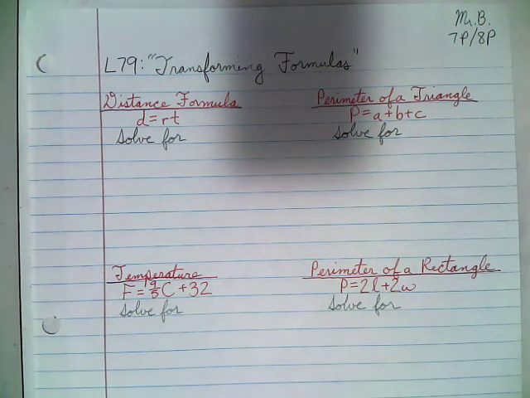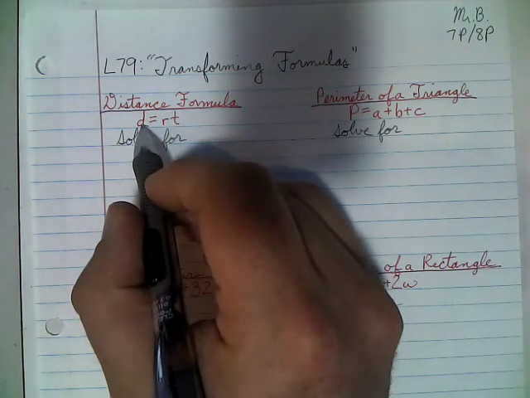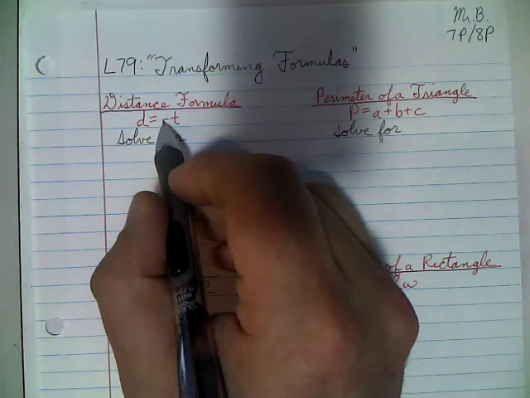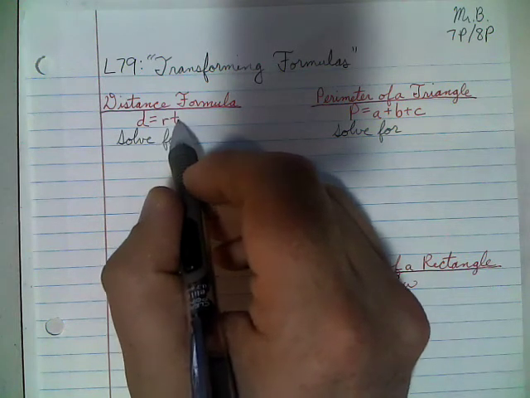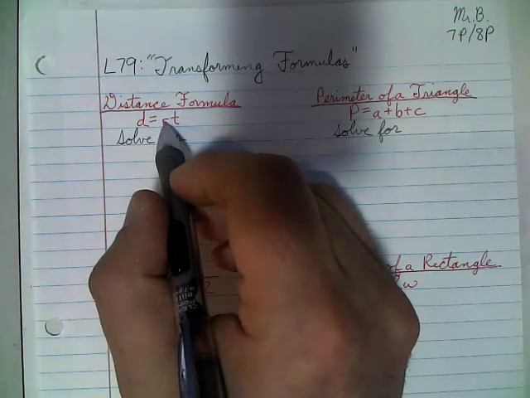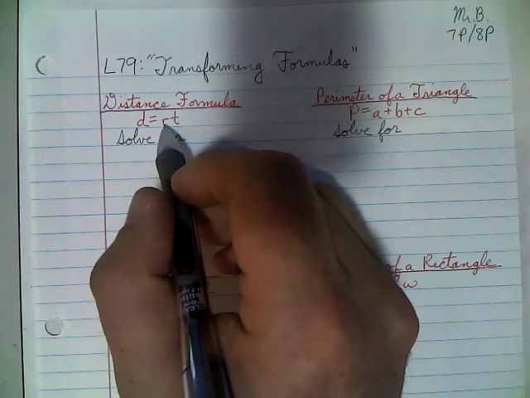So if we take a look at our first example here, the distance formula, this is a formula that you may have seen in science a few times. It gets used a lot there. D equals RT. So D here stands for distance. R stands for rate or rate of change. T, by the way, is time. So if you're looking at how your distance is changing over time, well, that's your speed. So actually, R is your rate of change or your speed.